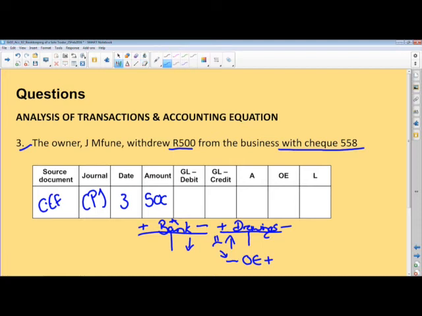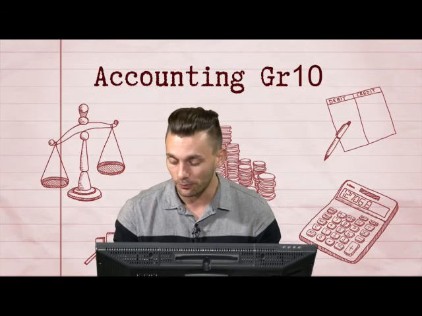So your drawings will be debited, and your bank will be credited. And as you can see, bank, an asset, is going down. And your aim is to always balance, right? The drawings going up, but remember it's bad for owner's equity. Owner's equity going down, liabilities no effect. I trust you got it right. But let's practice some more. Let's look at another one.